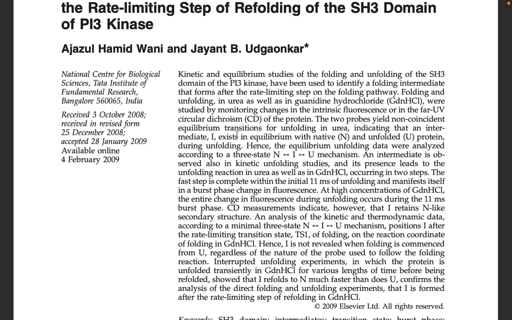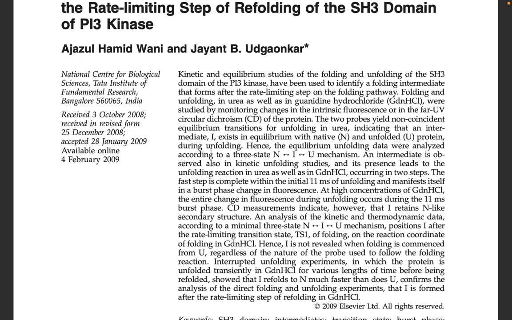So we'll see that the equilibrium unfolding curve monitored by fluorescence and the equilibrium unfolding curve monitored by circular dichroism do not coincide; they don't fall on each other. Most likely this is because when you monitor far UV circular dichroism, it essentially indicates the secondary structure of the protein, and when you study fluorescence, that is a measure of the tertiary structure of the protein.